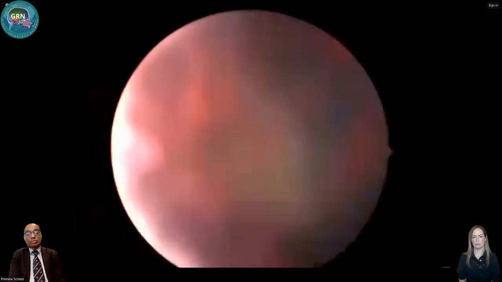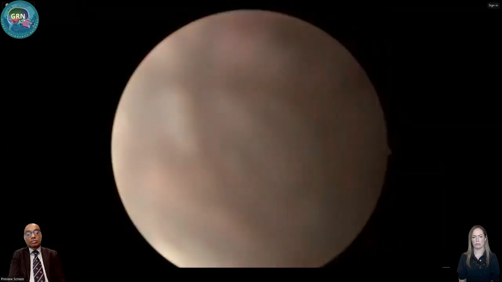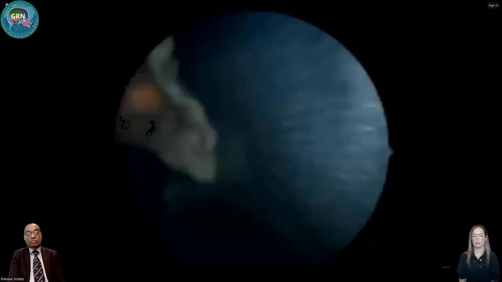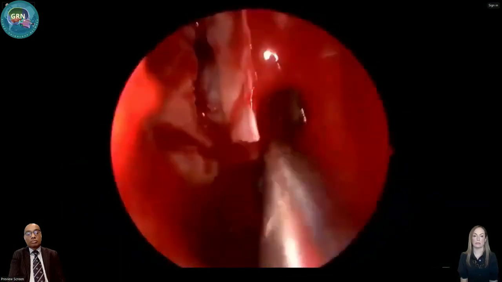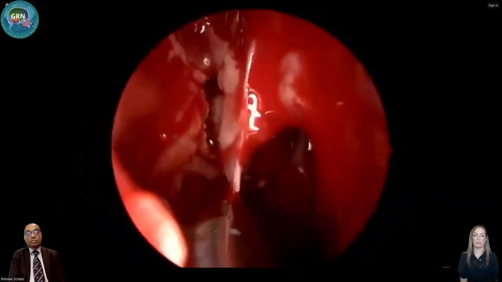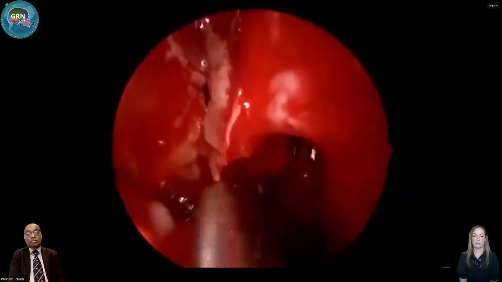Give me the basket. I enlarge the middle antrostomy to control the posterior edge of the fontanelle area.